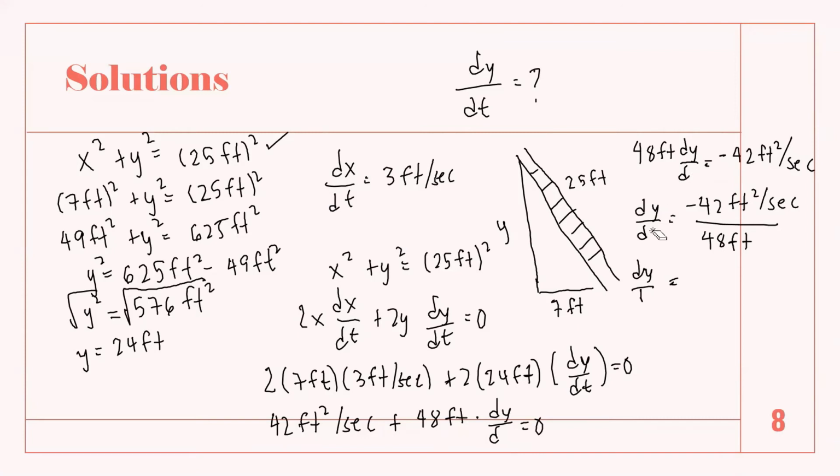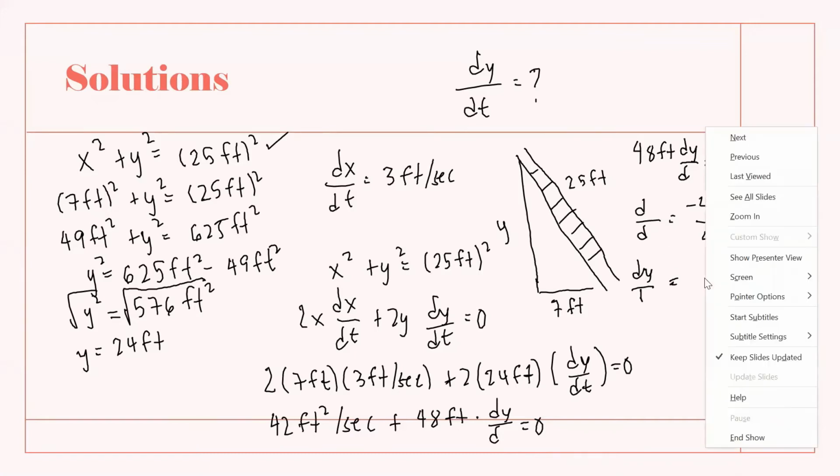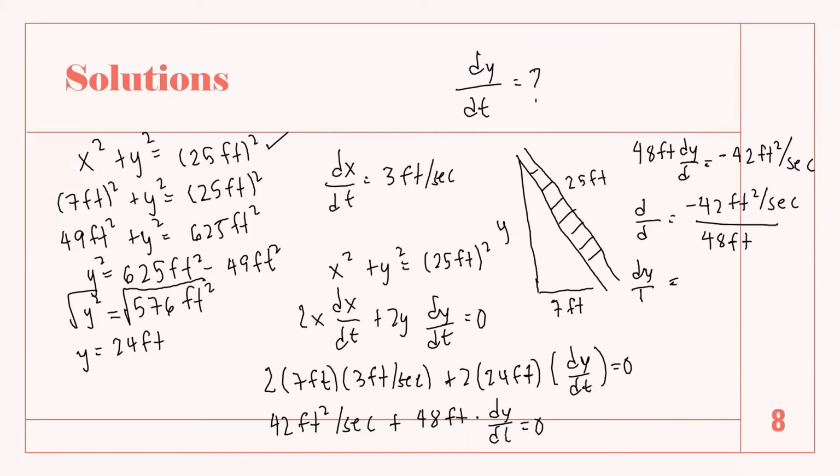Okay, so instead of dx in the denominator, it becomes dt. Okay, so here, negative 42 over 48 is negative 7 over 8. When we say feet squared over feet, it becomes feet over second. So, this is now our rate. This is now our answer. This is our dy over dt.